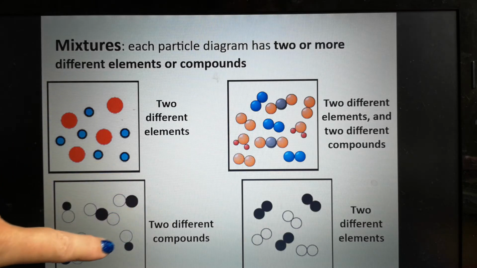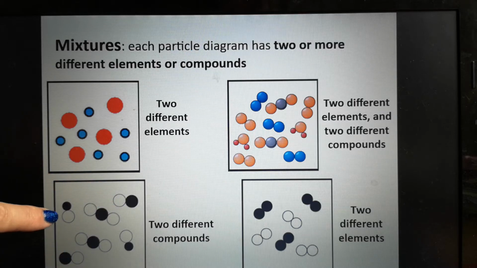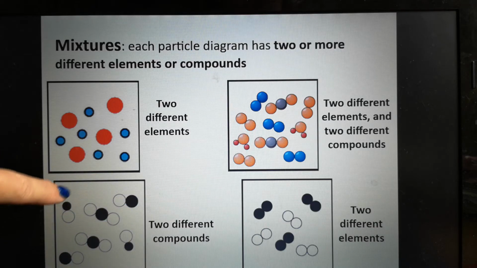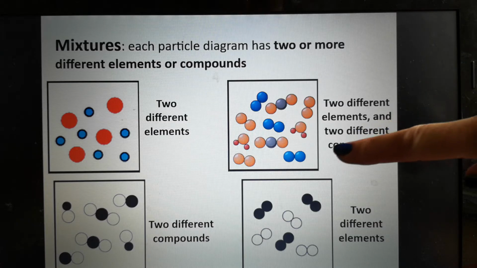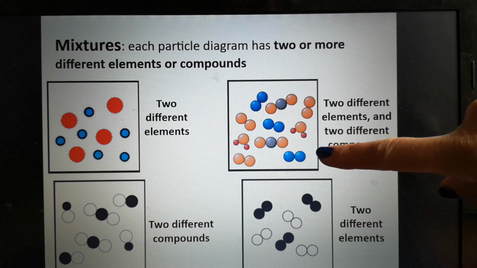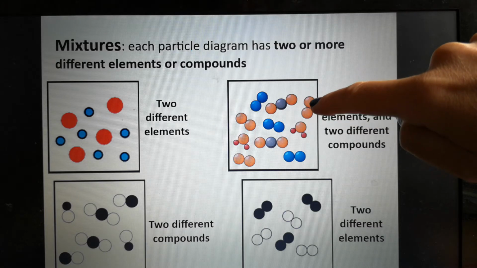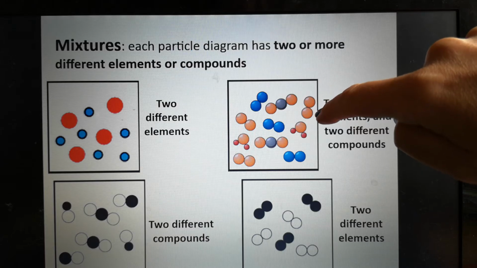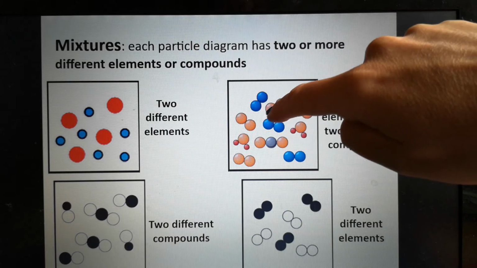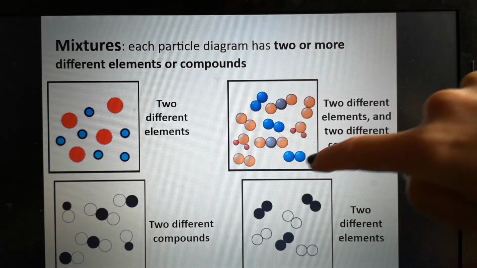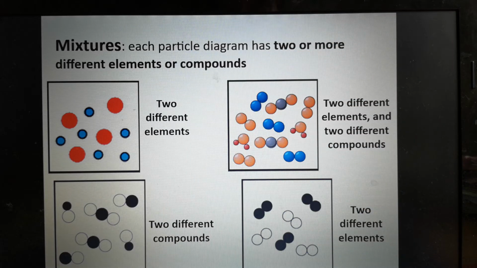If we look at this one, this is a mixture of compounds. This is a compound and this is another compound, and we can tell that because they look different. So this is a mixture of two different compounds. Over here gets a little bit more complicated because we've got elements and compounds. If you look here, this is an element because both the atoms are the same. This is a compound because the atoms are different. So this is a mixture of elements and compounds.